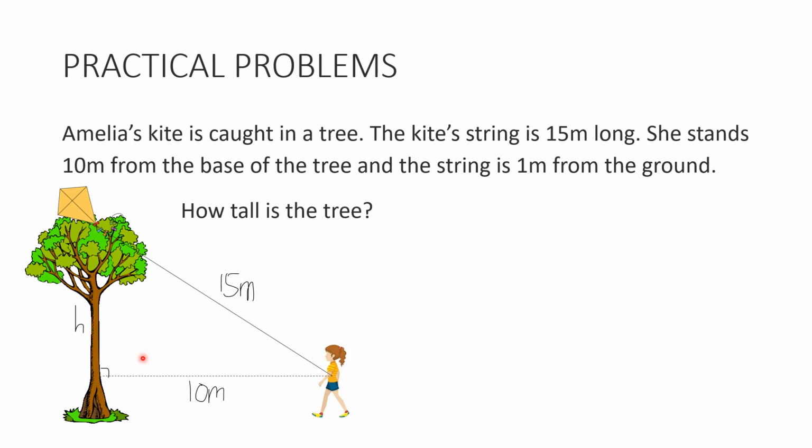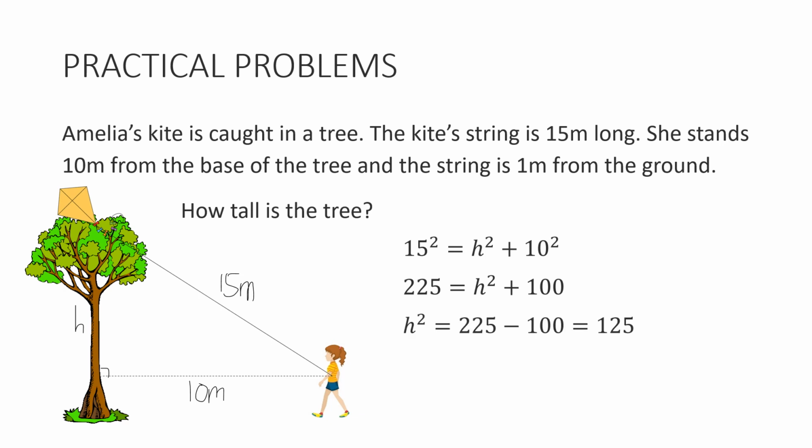All right, let's do Pythagoras' theorem. 15 squared equals h squared plus 10 squared. Working these out, 225 is equal to h squared plus 100. Subtract 100 from both sides. So h squared is equal to 125. And when we do the square root, h is going to be equal to 11.2 meters. Now that's from there up to the top of the tree. We're going to have to add this distance in, which is 1 meter. And so the tree is 12.2 meters tall.